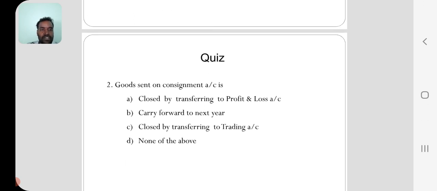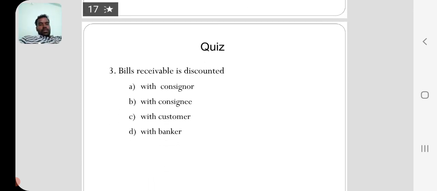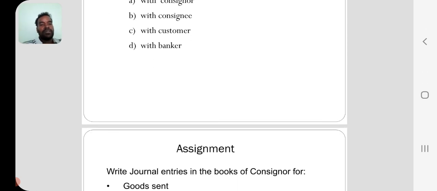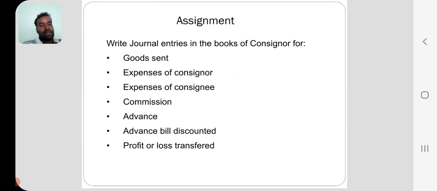Goods sent on consignment account is closed by: transferring to profit and loss account, carry forward to next year, closed by transfer to trading account. Okay, closed by transferring to trading account. Bills receivable is discounted with: consignor, consignee, customer, banker. D is the right answer. A bill may be discounted in an emergency case. We may discount the bill with the bank.